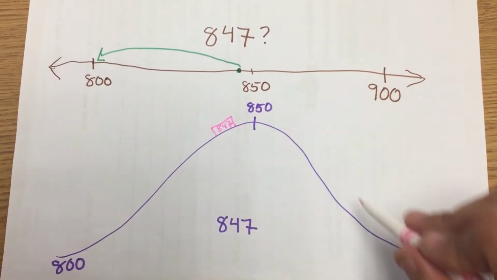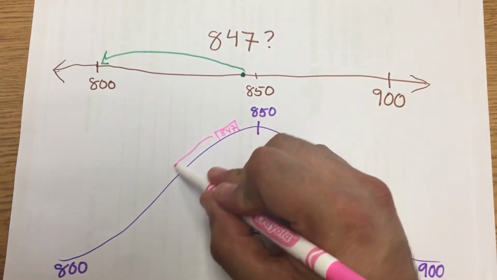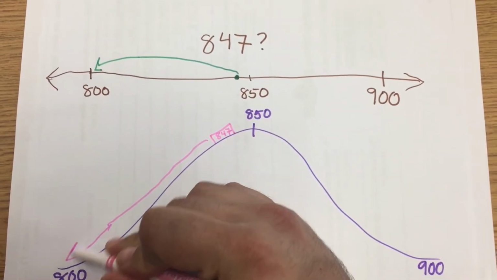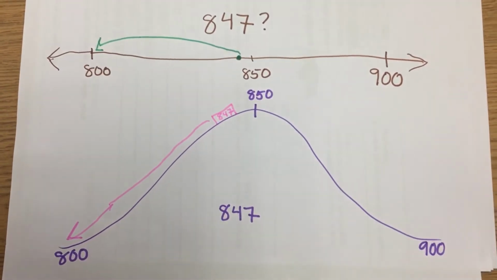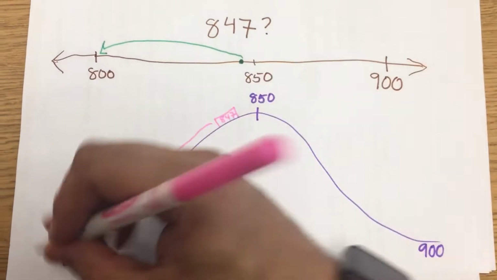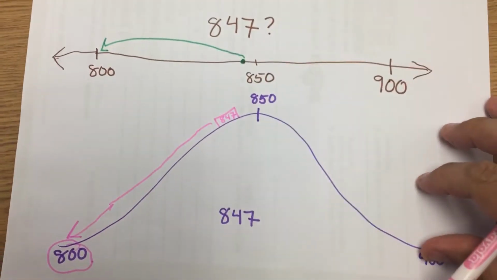But still, imagine this is like a roller coaster. 847, we know, is going to round down to 800. So that's going to allow us to round our number.